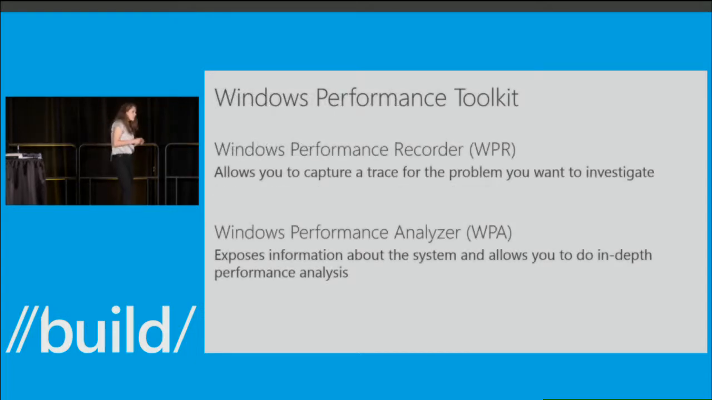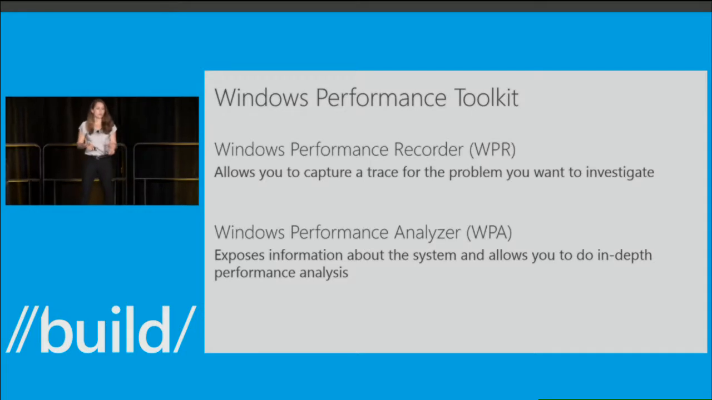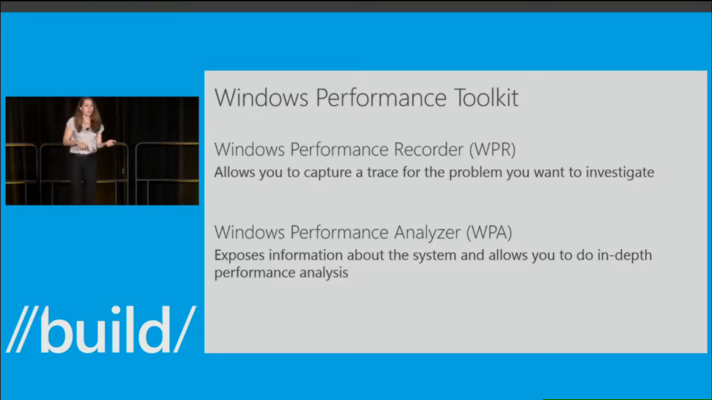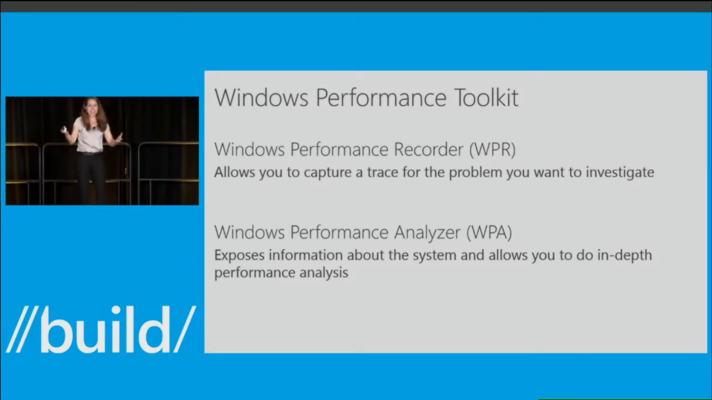With that, what is the Windows Performance Toolkit? The Windows Performance Toolkit includes two primary applications, the Windows Performance Recorder and the Windows Performance Analyzer. The Windows Performance Recorder, or WPR, is the tool that you'll use to capture the trace of the scenario that you want to understand and investigate. So what problem are you having? You'll use Windows Performance Recorder to capture a trace for that problem. Once you have that trace that you want to investigate, you'll open that trace up in Windows Performance Analyzer and do that deep, in-depth analysis to understand what the root cause of your problem is.